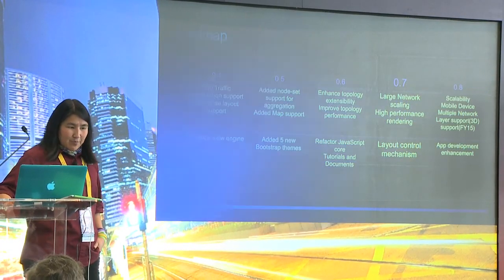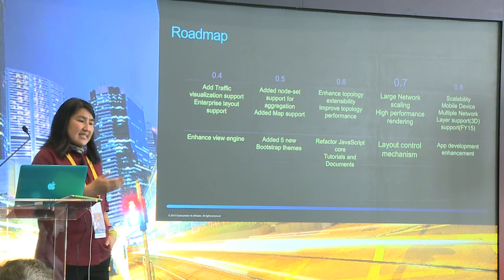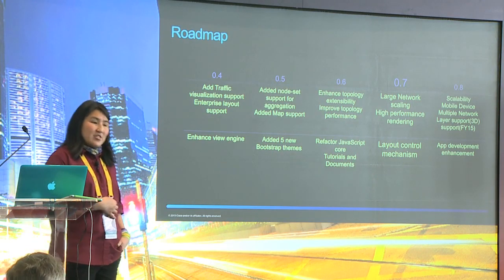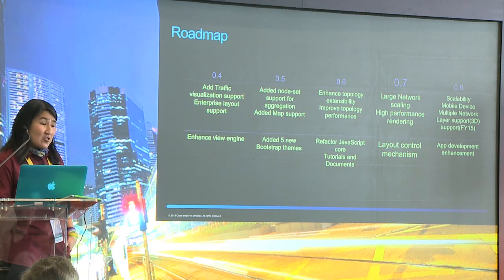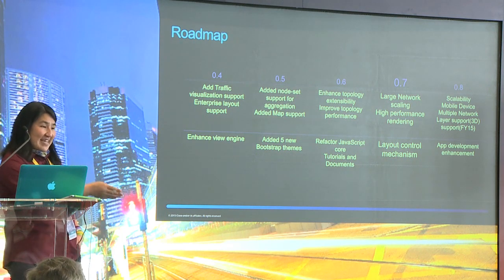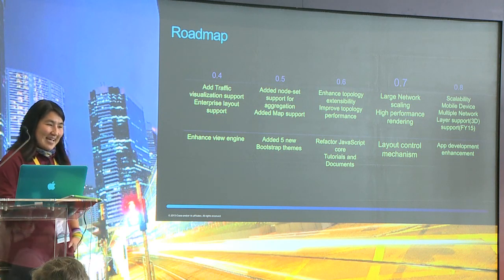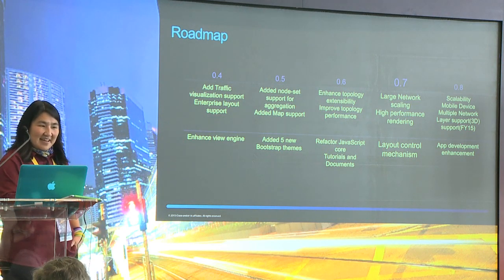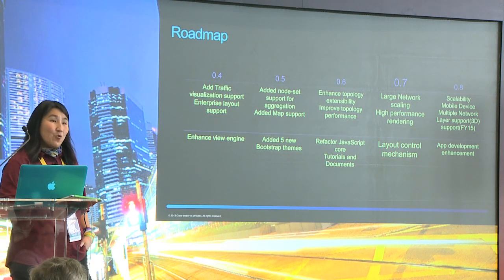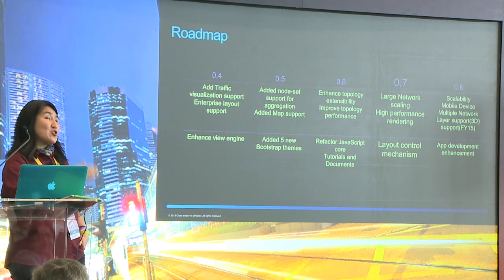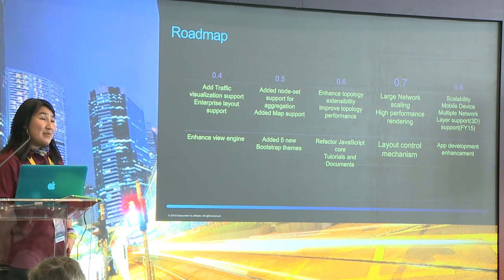I think actually that pretty much covers it. We have a roadmap of various things that we're adding. Right now we're on version 0.7 of Next internally. And you can see that if you start at the beginning, we've added traffic, added node sets, enhanced topology performance, added scaling. We're looking at mobile device support and things like that. So we have a roadmap internally with which we're adding more capabilities.